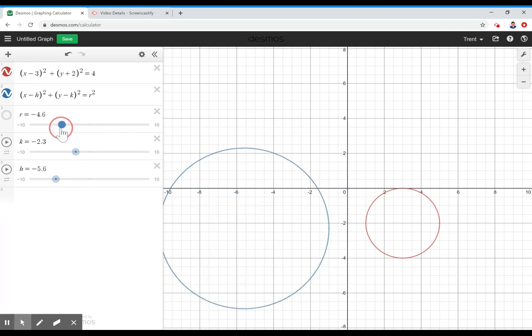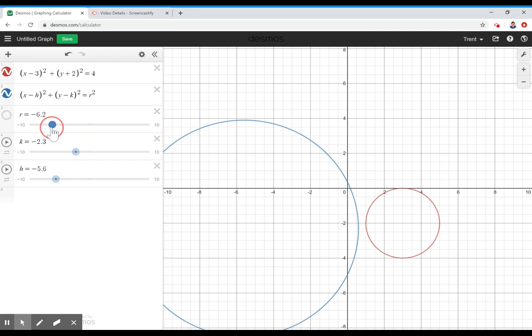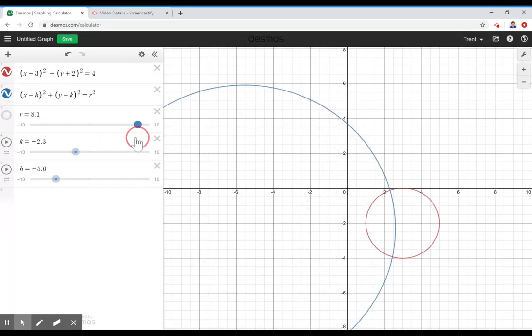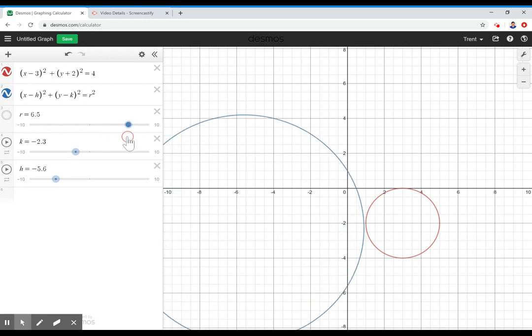Notice that you can go into the negatives even though we know we can't actually have a negative value, but since it's squared, mathematically it doesn't change anything. But when we talk about radius, we always talk about it as being positive.